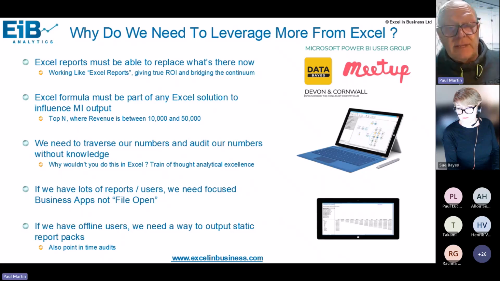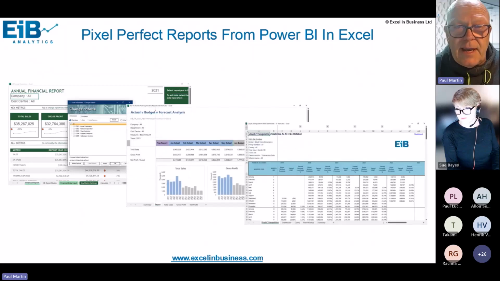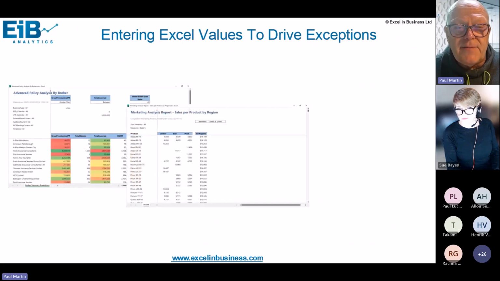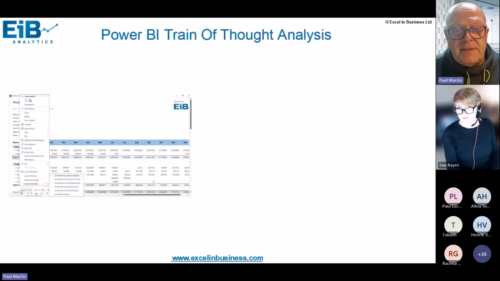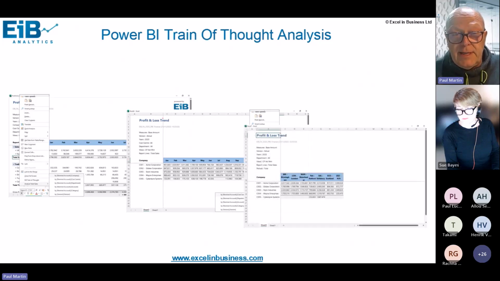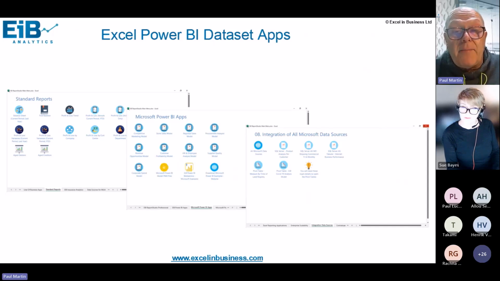Now, there's loads of other reasons, but they are the fundamental things that we found and why we've developed our add-in. So I'm going to show you some of this. Again, I don't really want to go into this on slideware, but there is the pixel perfect. There is this thing about how you enter values to drive exceptions, etc. And there's this thing we call train of thought analysis, where you can traverse your data without having to know anything about the product other than how do I right click on something. And then you can package it all, which is what we were talking about. How do you package something in Excel so it looks like a black boxed app rather than just a series of spreadsheets?